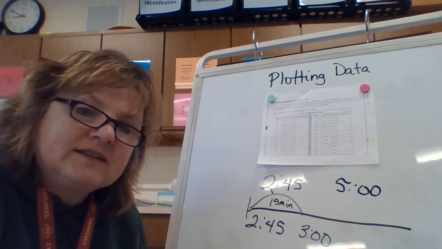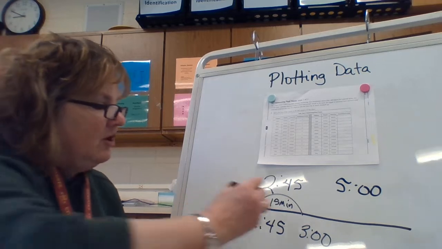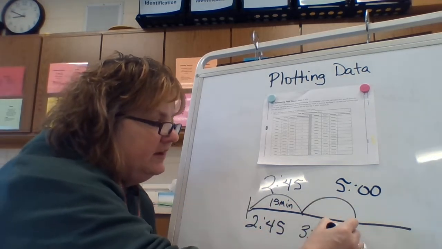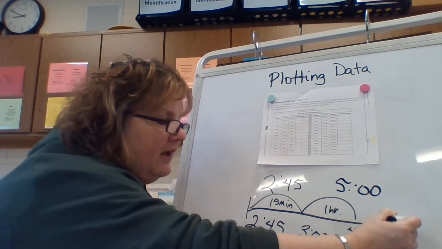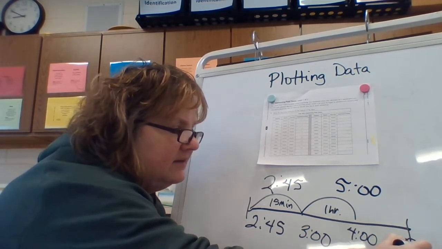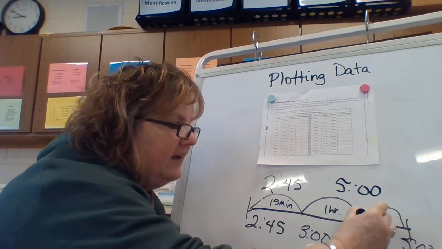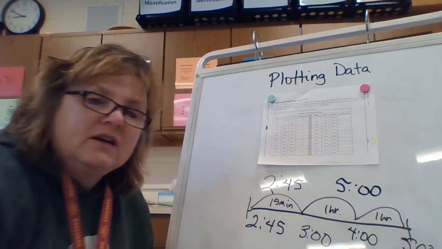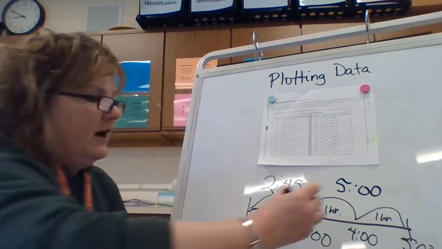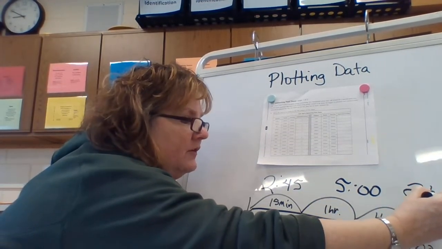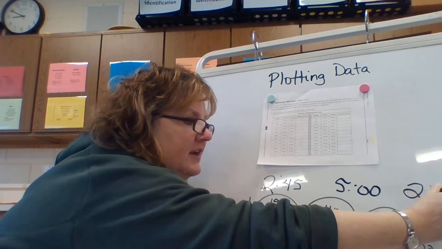Remember, there are 60 minutes in an hour. And then I'm going to go from 3 to 4 o'clock, and I'm going to make that 1 hour. And then my time that I'm done is 5 o'clock, and that's another hour. So I know that Heather was in the pool for 1 hour, 2 hours, so 2 hours and 15 minutes.